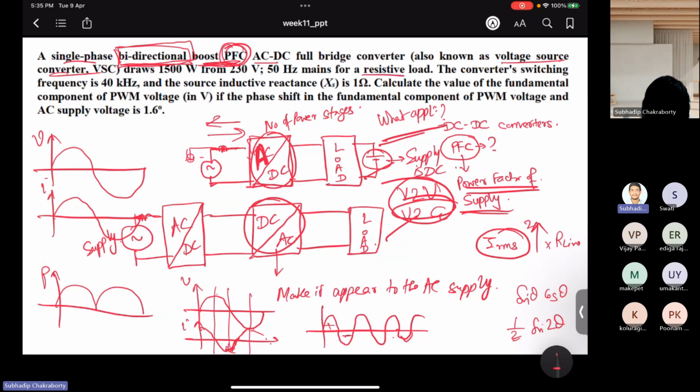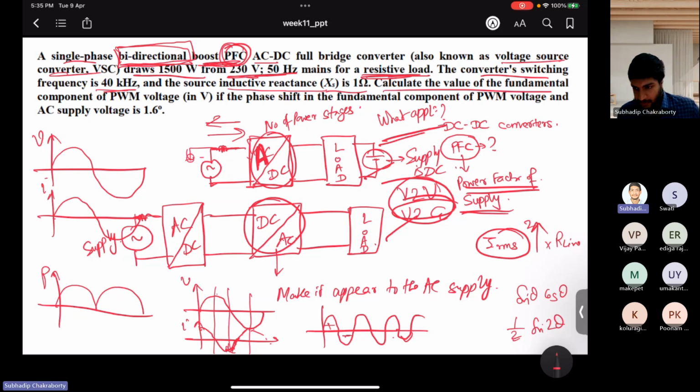The load here is a resistive load, and the supply is 230 volts, 50 hertz, normal single phase supply, and the power drawn is 1500 watts, as given in the problem. The converter switching frequency is also given, which is 40 kilohertz, and for the source inductive reactance, because in AC systems the X by R ratio is higher, R you can neglect and just replace by X. So model the source impedance as an inductance; reactance is 1 ohm.